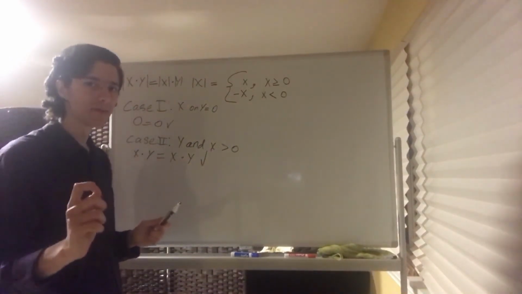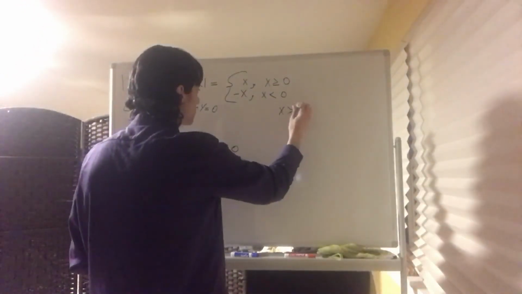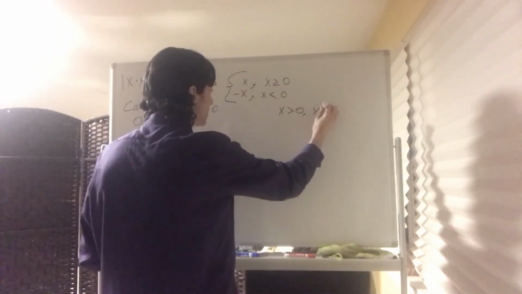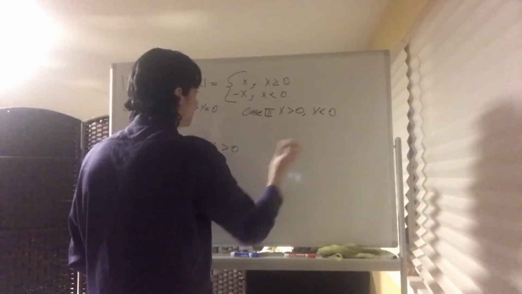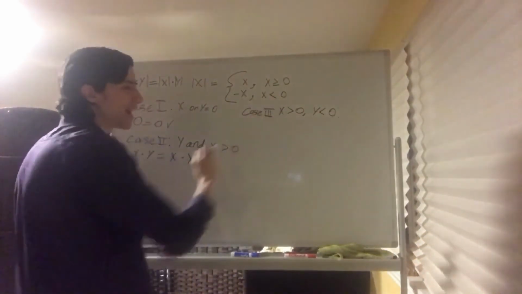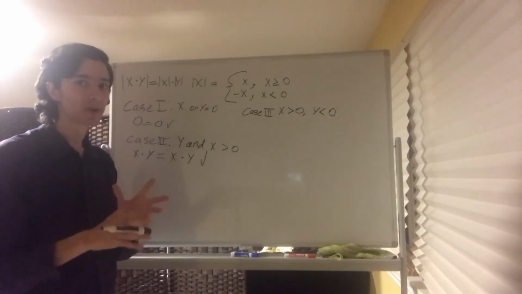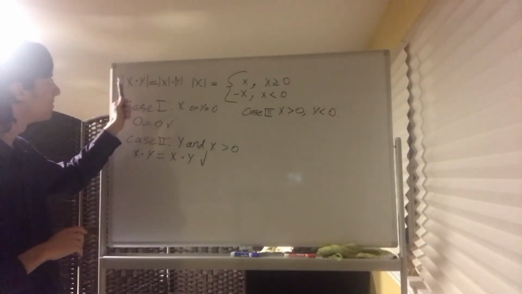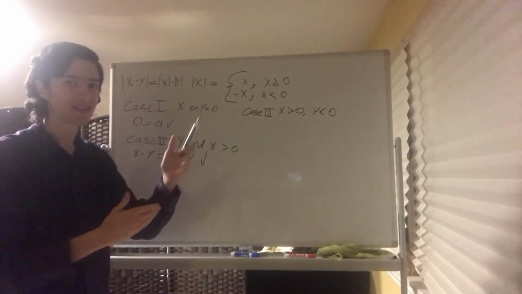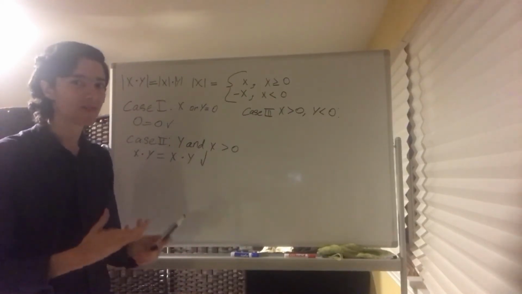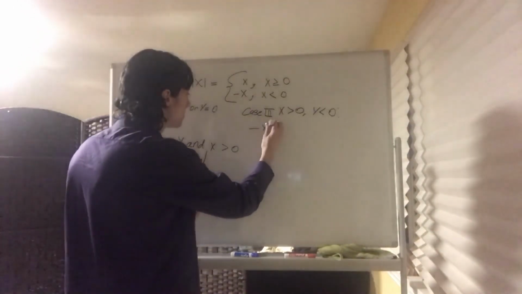Now, what if one of them is negative? For example, what if x was positive, but y was negative? And this is case 3. So if x is positive and y is negative, then x times y is a negative number, meaning that the absolute value of a negative number is the negative times that. So absolute value of x times y in this case is negative of that. So we have negative xy.